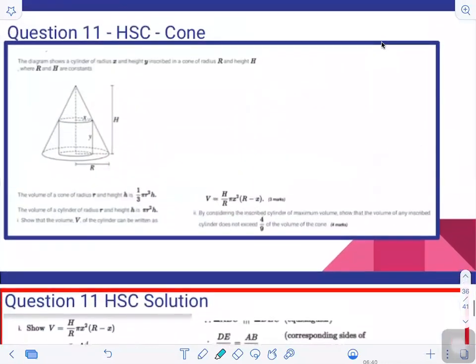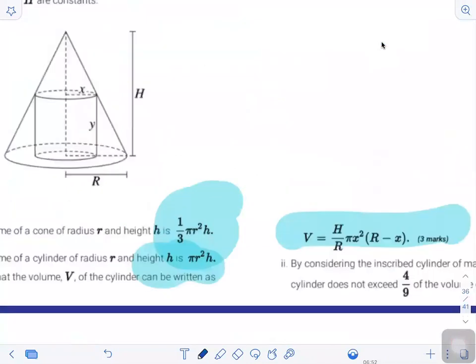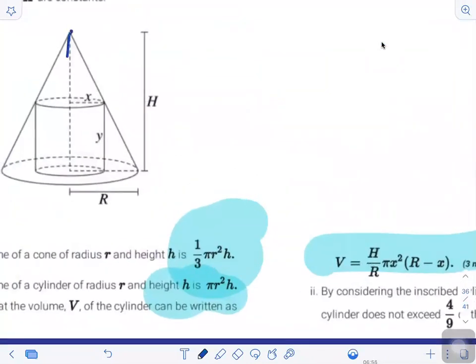All right, so this one. So the diagram is a cylinder within a cone, given the volume of the cone, volume of the cylinder. All right, so let's just see what's happening here. When you get situations like this, I don't know exactly what's happening, but you can actually see how there is a similar triangle sitting in here.